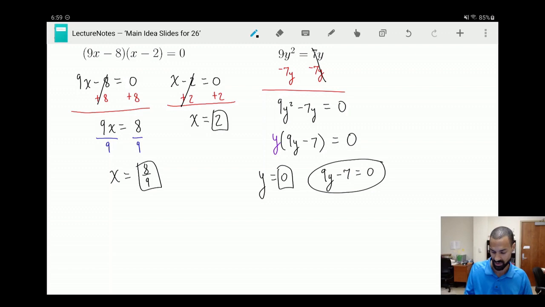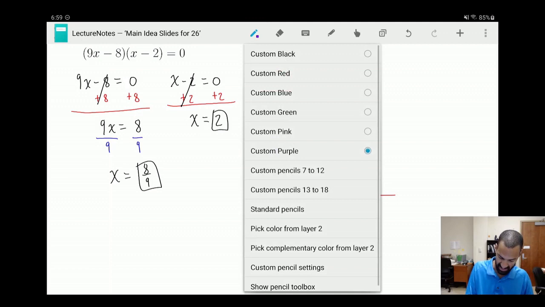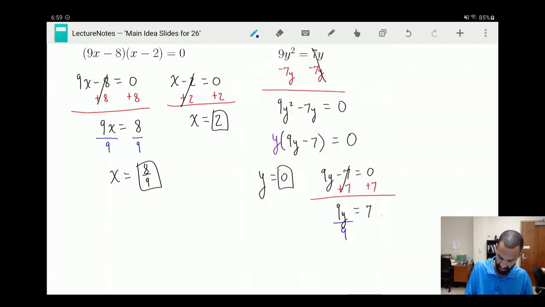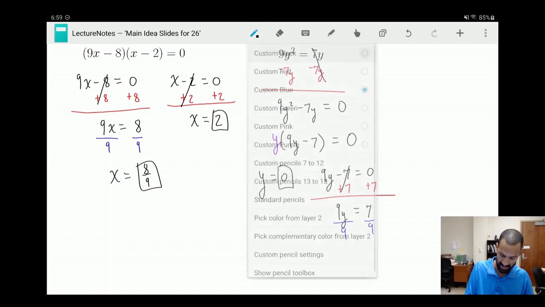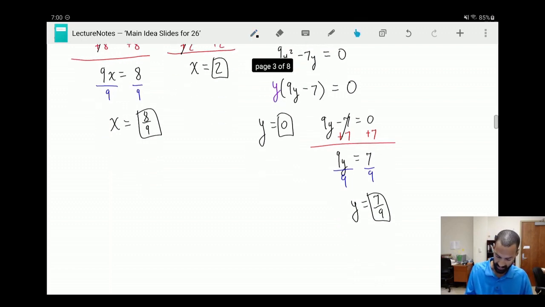On this one, though, we need to solve for y, so just like in the last section, we're going to add 7 to both sides to get rid of the constant term. 9y equals 7. 9y is a variable term. It has 9 as a factor, so divide both sides by 9 and get 7/9. So this one has two solutions, 0 and 7/9. Okay, it's typical for a quadratic to have two solutions. Okay, it's possible that you get the same solution twice, but that doesn't happen as often.